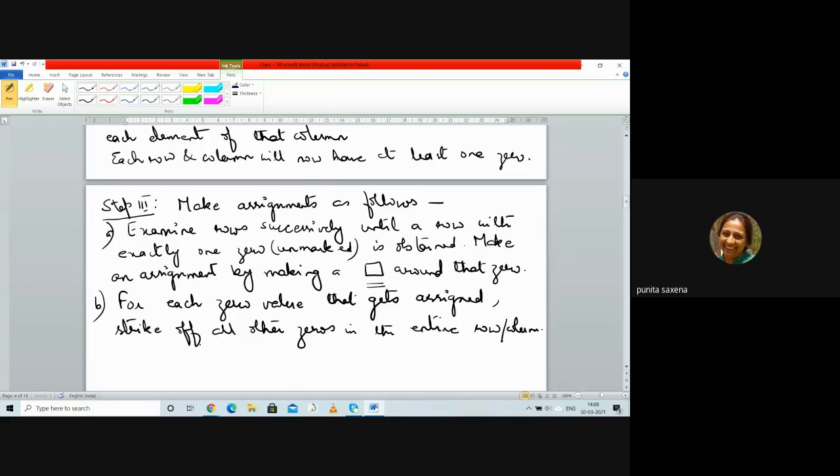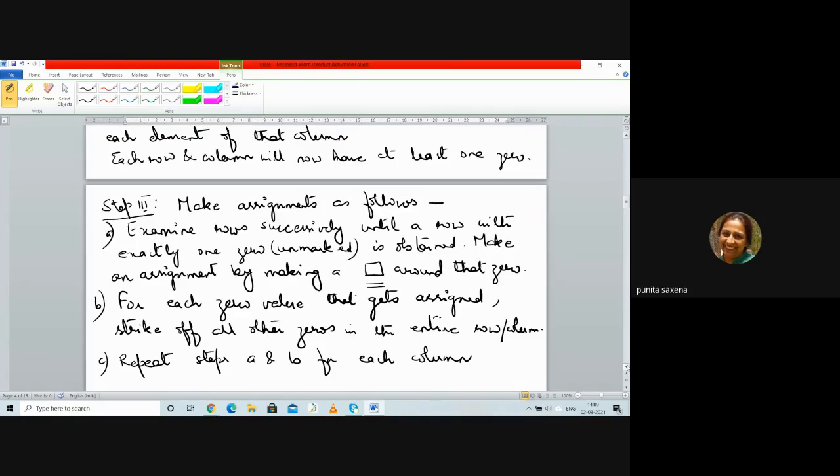Okay. Now, once we have struck off, then we again revisit. So basically, we repeat steps A and B for each column now. That means now we will look for each column that has only one unmarked zero. Okay. We mark that and then strike off all other zeros in that row and so on and so forth.